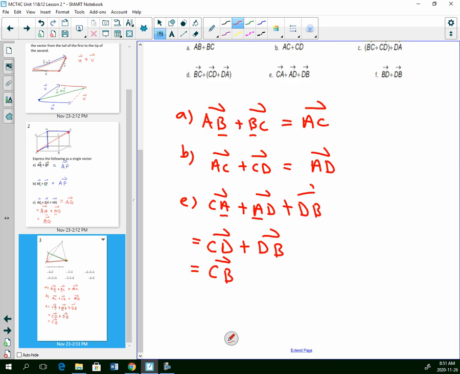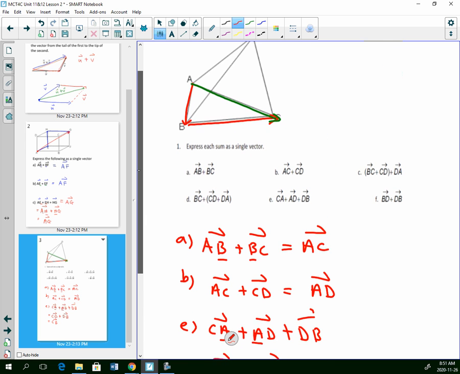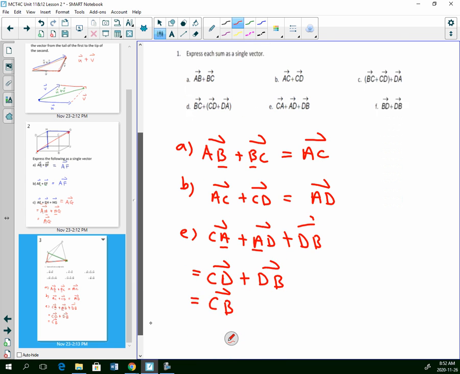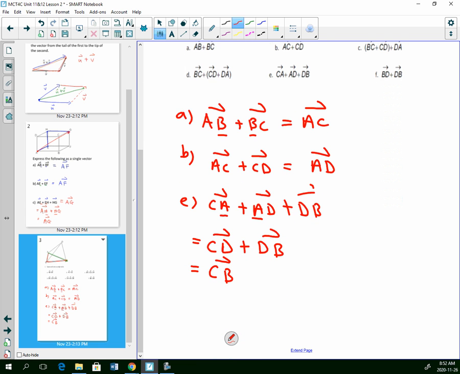Okay, so the diagram is handy, and sometimes you might just get the diagram. Sometimes you'll get it written out in vector form. Either way, it's easy to add.